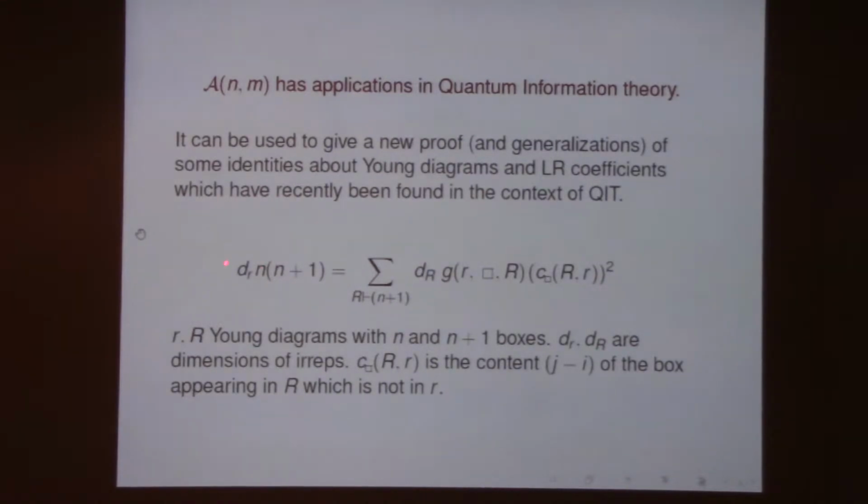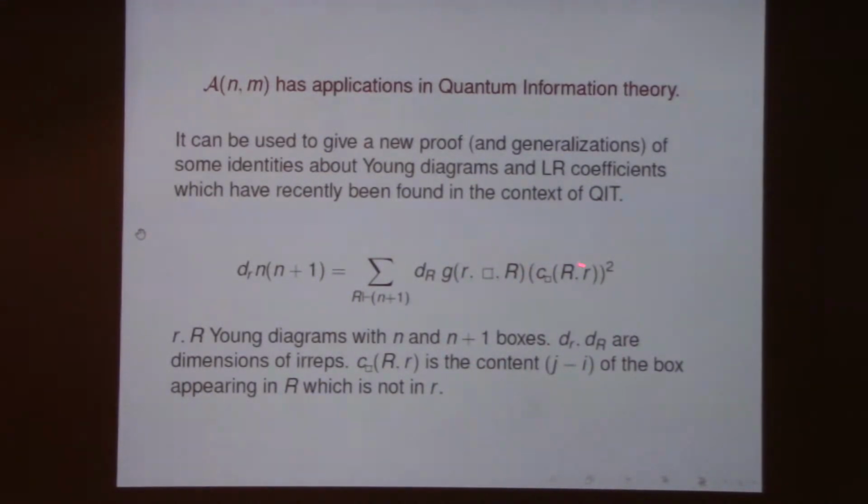There's an identity. You take the dimension of that symmetric group representation times n plus 1, and then you take a sum over Young diagrams with n plus 1 boxes of the dimension of the representation of the symmetric group on n plus 1 elements. And this is a Littlewood-Richardson coefficient. It couples a representation of Sn along with a single box representation of S1. It tells you how many times R tensor box contains R. These numbers are either 0 or 1.